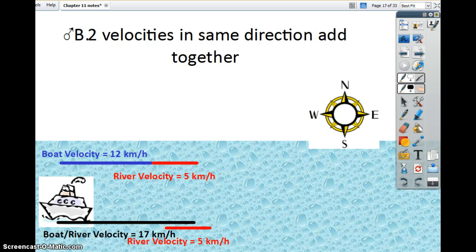Velocities in the same direction add together. So if we have a boat that's going 12 kilometers per hour and a river velocity of 5 kilometers per hour, if they're going in the same direction, they add together. So the boat plus the river would be 17 kilometers per hour. If they're in the same direction, they add. If they're in opposite directions, they subtract.